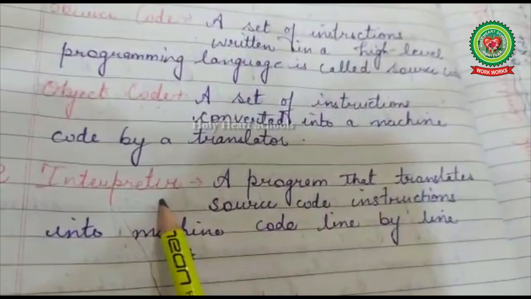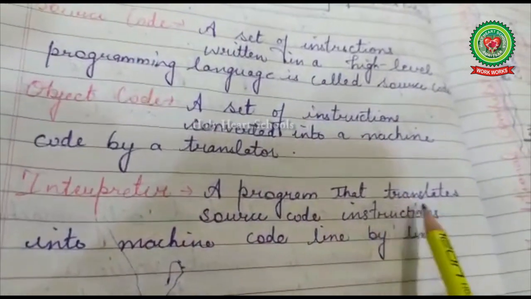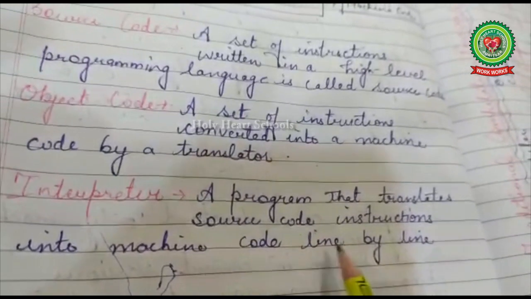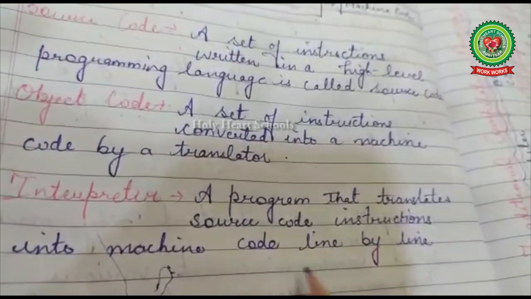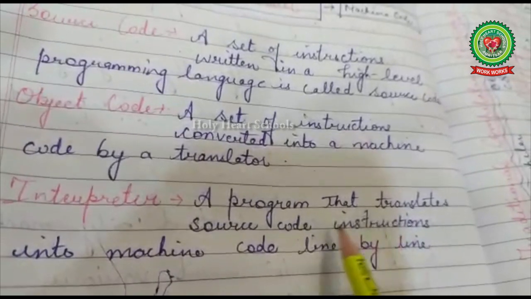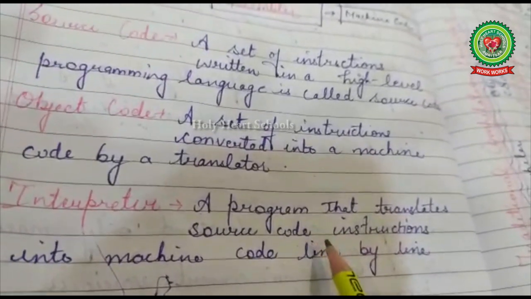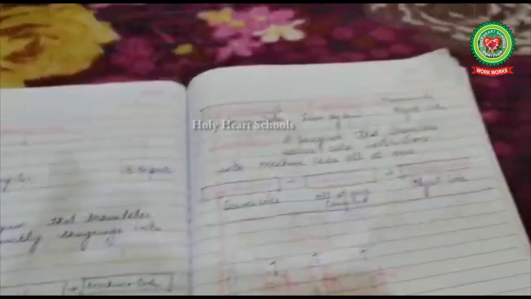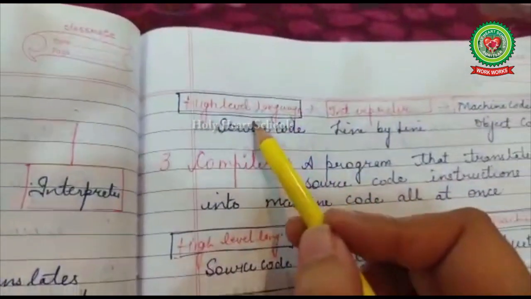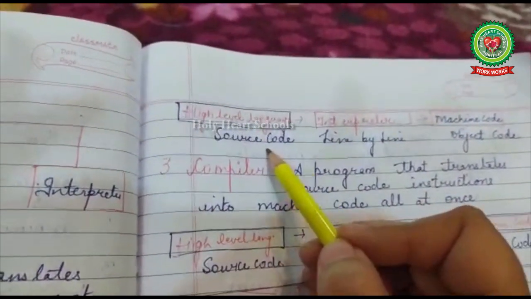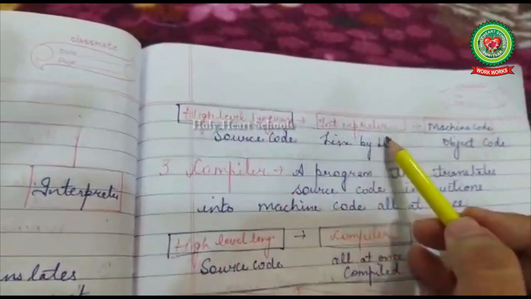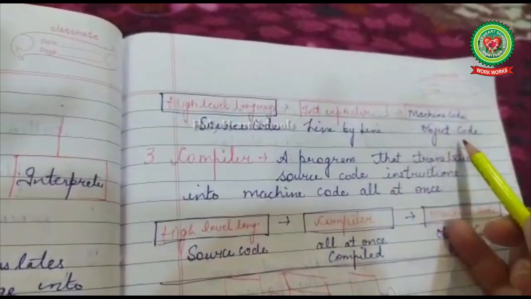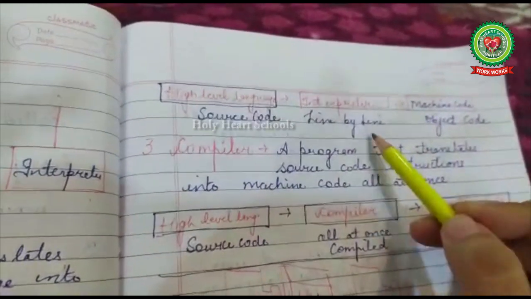Now interpreter: a program that translates source code instructions into machine code line by line. The important thing is line by line. It will not translate our full program into machine code. It works line by line. See the example. If we have written our program, that is source code, the interpreter translates our source code into machine code, that is, it generates the object code line by line.